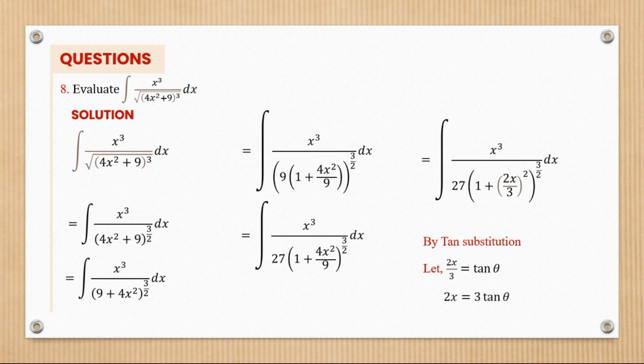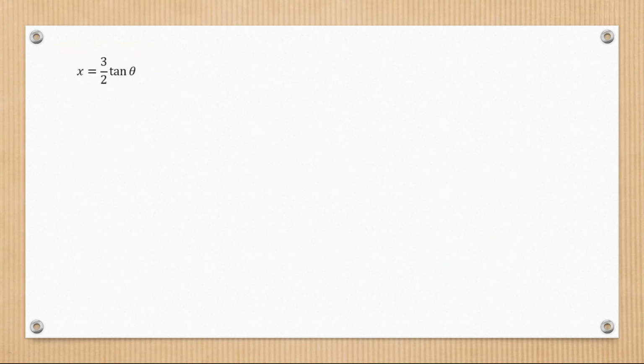Alright, so I can cross multiply, and I can actually say that we shall have 2x being equal to 3 tan theta. So now if I make x the subject, x shall be equal to 3 over 2 tan theta. So now that I have this, I can now differentiate. So dx d theta shall be equal to 3 over 2 sec squared theta. So if I make dx the subject, dx shall be equal to 3 over 2 sec squared theta d theta.